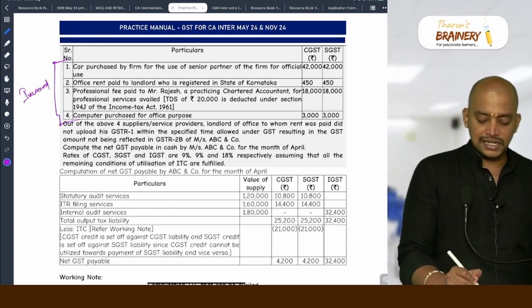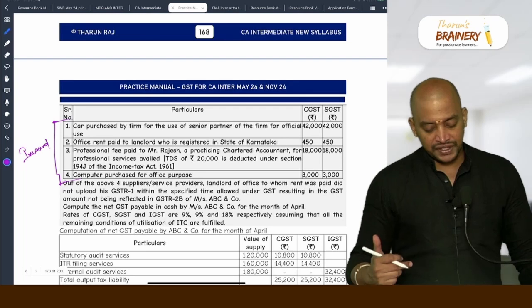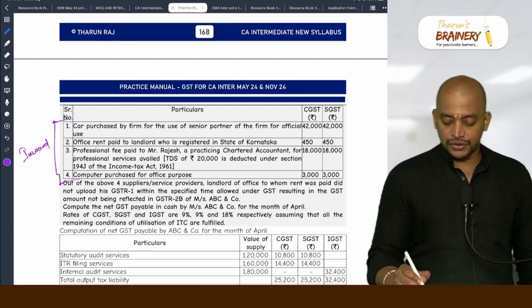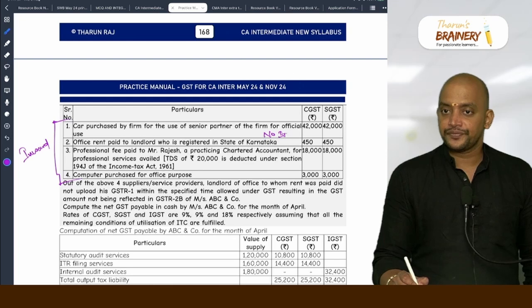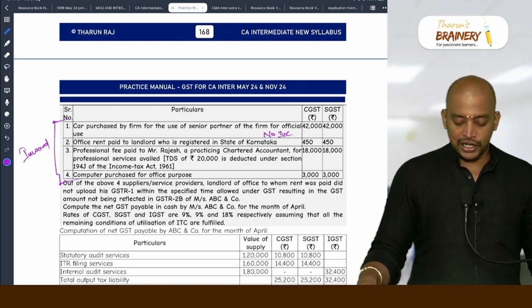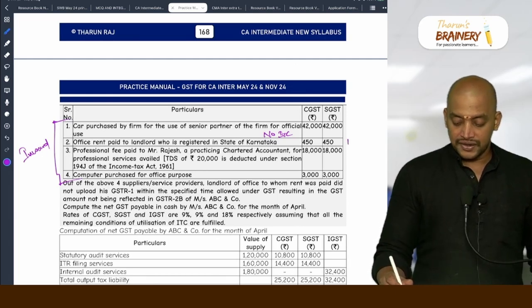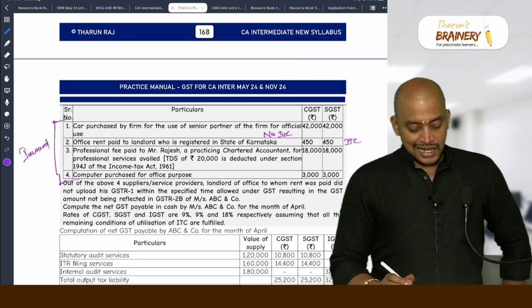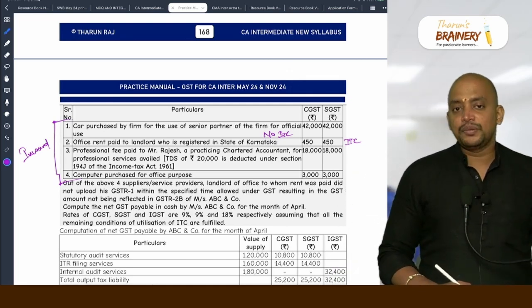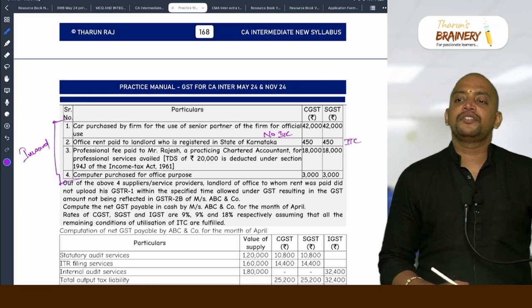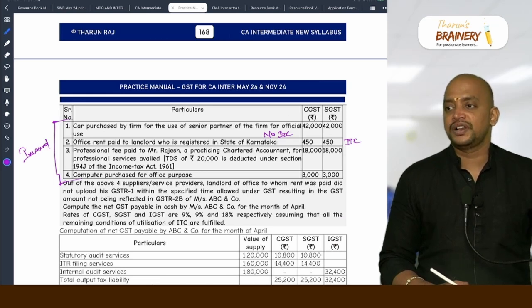Okay, first, car purchased by the firm for use of senior partner of the firm for official use, no ITC. Block credits. Office rent paid to landlord who is registered in the state of Karnataka. Yes, we can take ITC with respect to this. Then, whether RCM will be applicable? No. Why RCM not applicable? Commercial property. Only for residential property RCM will be applicable.